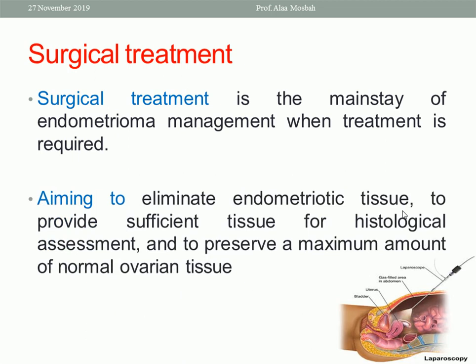So we are aiming by surgical treatment to eliminate endometriotic tissue, to provide sufficient tissue for histologic assessment, and to preserve a maximum amount of normal ovarian tissue. Because, of course, ovarian endometrioma is a space-occupying lesion, affecting the surrounding ovarian tissue.